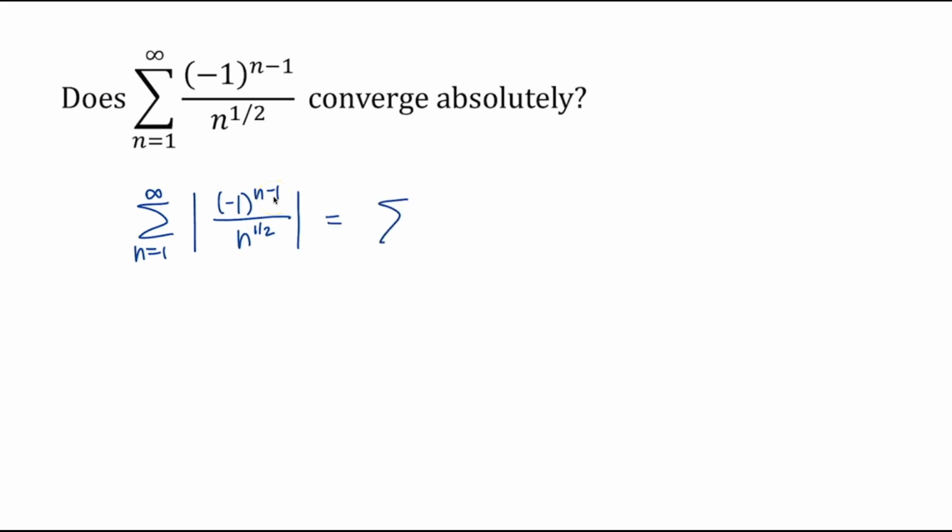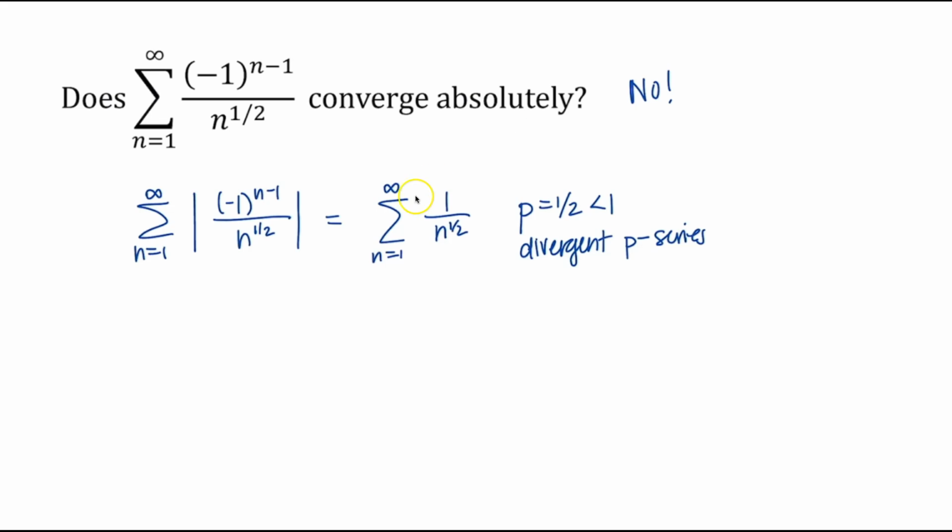They're all going to be positive. So we're considering the sum of n equals 1 to infinity of just 1 over n to the 1/2. So looking at this series, this is a p series with p equal to 1/2, which is less than 1. So this is a divergent p series. So what that means is that the answer to this question, does this original sum converge absolutely? No, it doesn't. When we took out the negative terms, the series got too big and it turns out that it diverged. So this series does not converge absolutely.